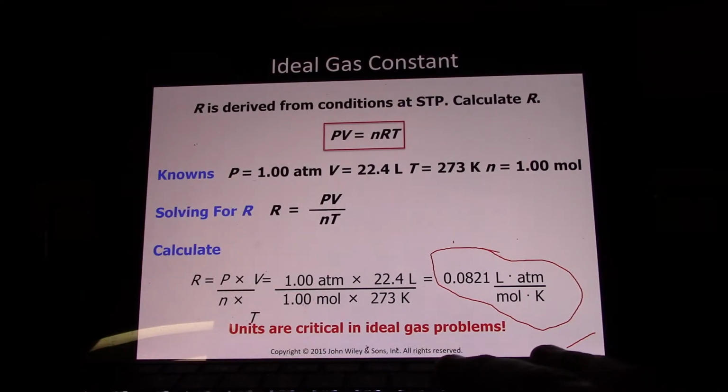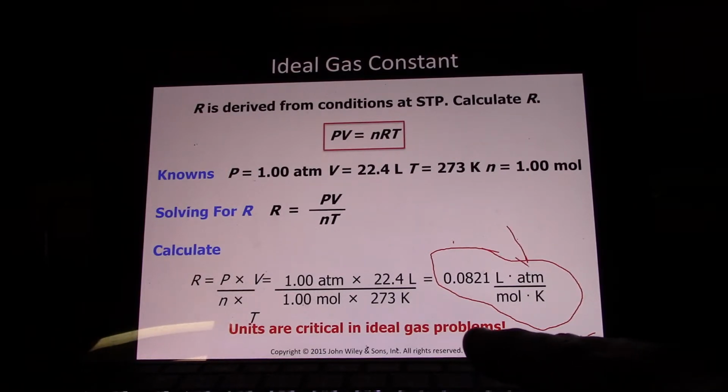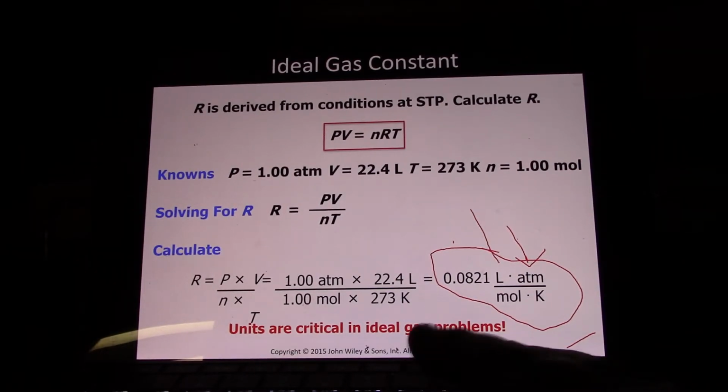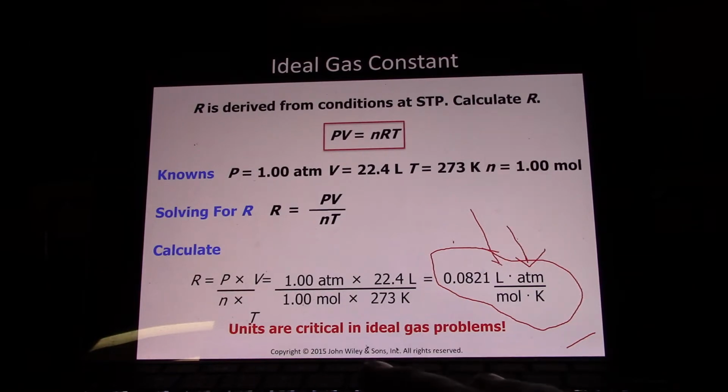But when you use the ideal gas law, pressure must be in atmospheres. So if you're given pressure in torr or millimeters mercury, you must convert to atmospheres so that it will cancel out with those atmospheres. And volume must be in liters to cancel out with those liters there. And in every problem, R is always the same because it's a gas constant. R is always equal to 0.0821 liter atmospheres per mole Kelvin.